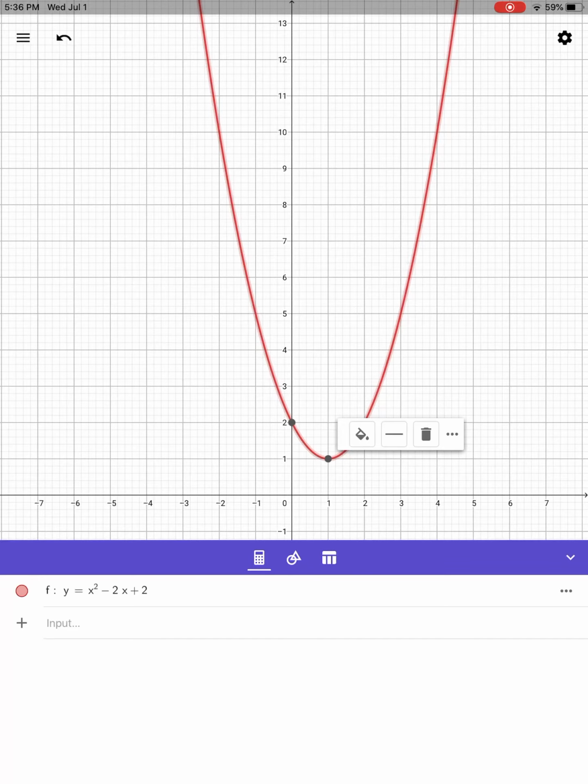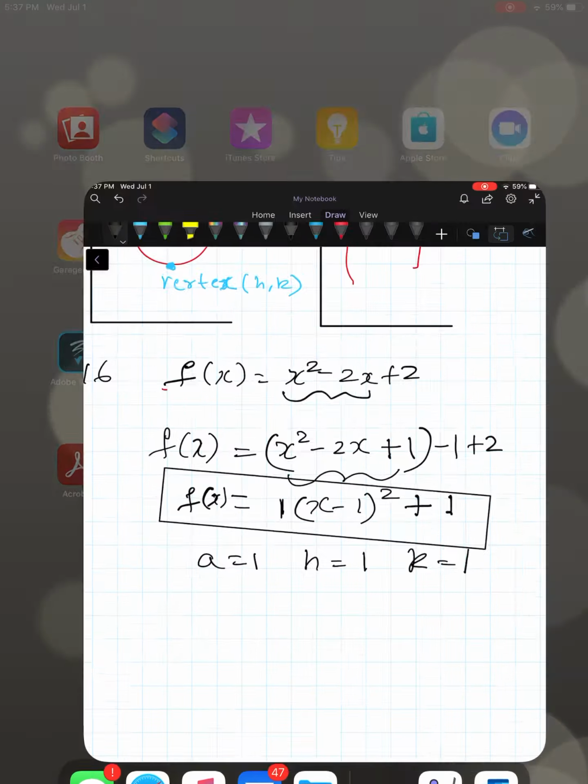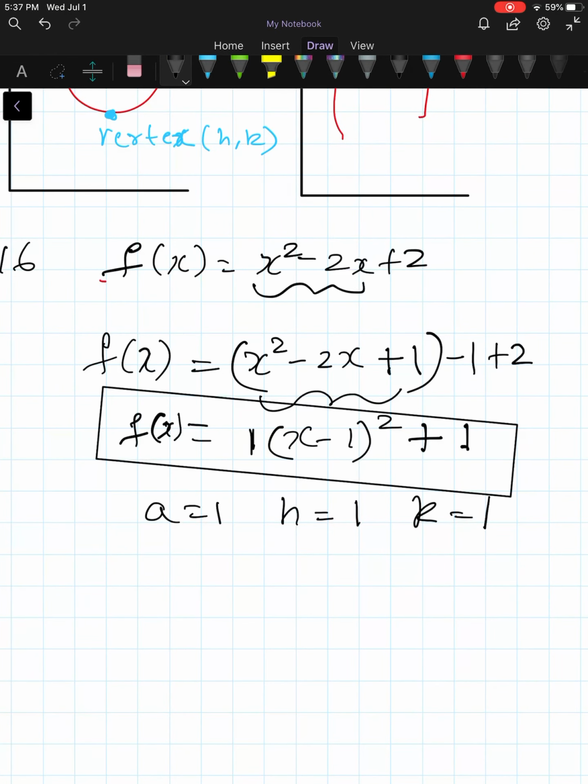It is a parabola, and we have the vertex. Let us see if our vertex matches with the one that we obtained using the equation. So here it says that the extremum is 1 comma 1. Did we get the same here? Yes, the vertex is h comma k, right? So we have got 1 comma 1, so it matches with the graph.